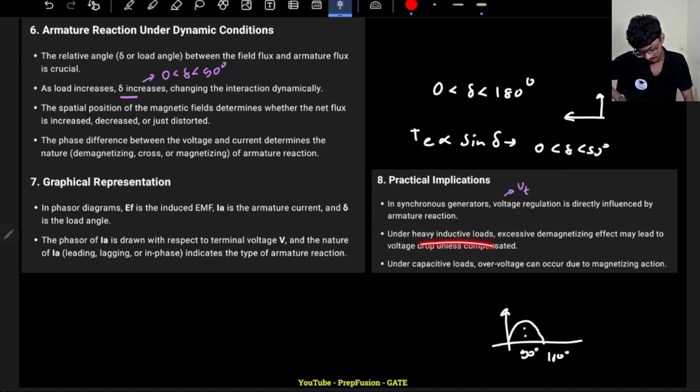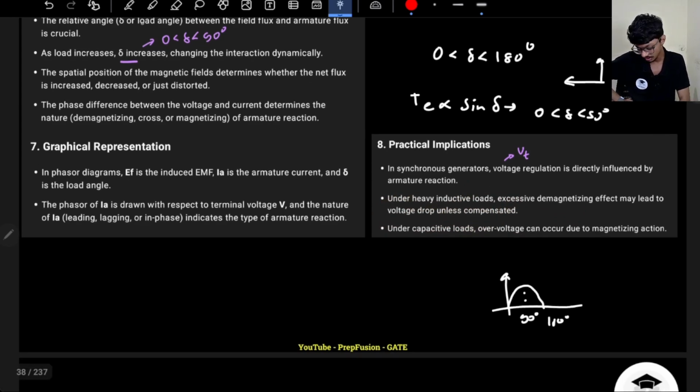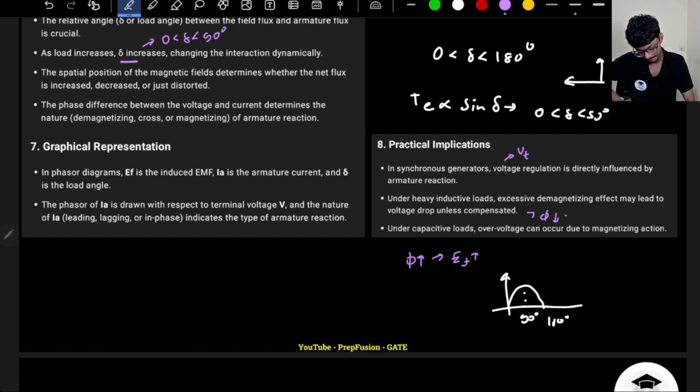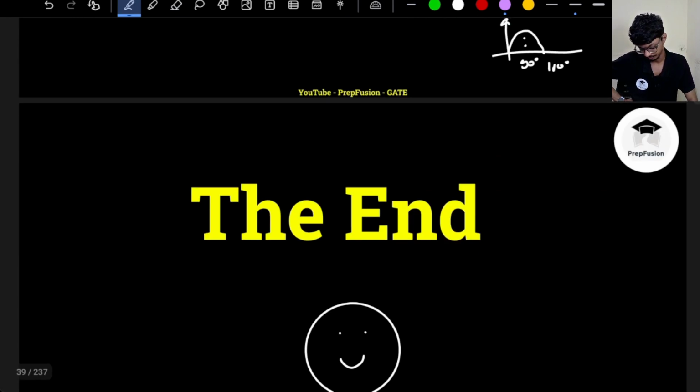Under heavy inductive loads, excessive demagnetizing can lead to voltage drop unless compensated, because overall the flux is reduced. Under capacitive load, overvoltage can occur. Why? Overall the field flux is increasing. The more the field flux, the more the induced EMF. The lesser the field flux, the lesser the induced EMF. I hope you have understood this basic point.